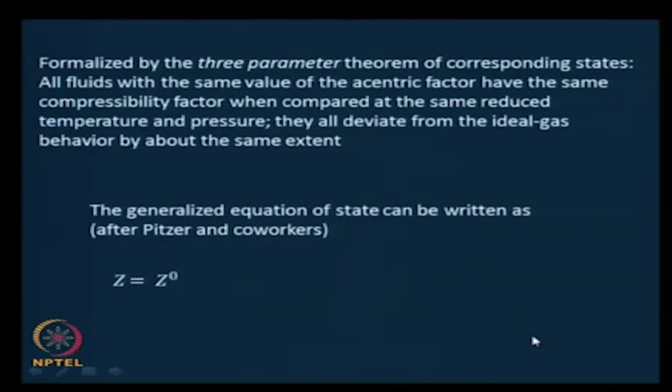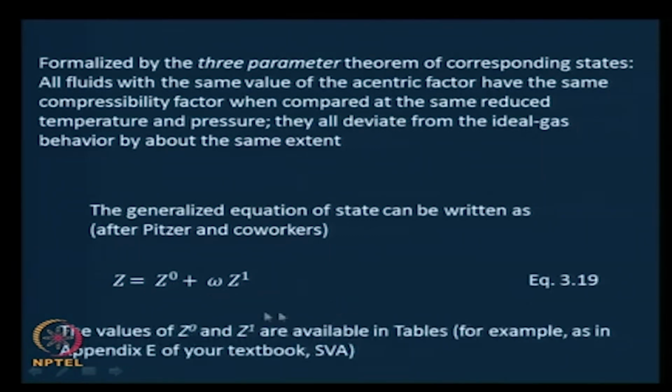and then we looked at the 3 parameter theorem, which essentially says that 3 parameters are good enough. To use the 3 parameter theorem, we have this formulation: Z, the compressibility factor, can be written as Z0 plus omega times Z1. The values of omega for a substance, and Z0 and Z1 under various conditions, are given as tables, and therefore this becomes easier to use in the real context.